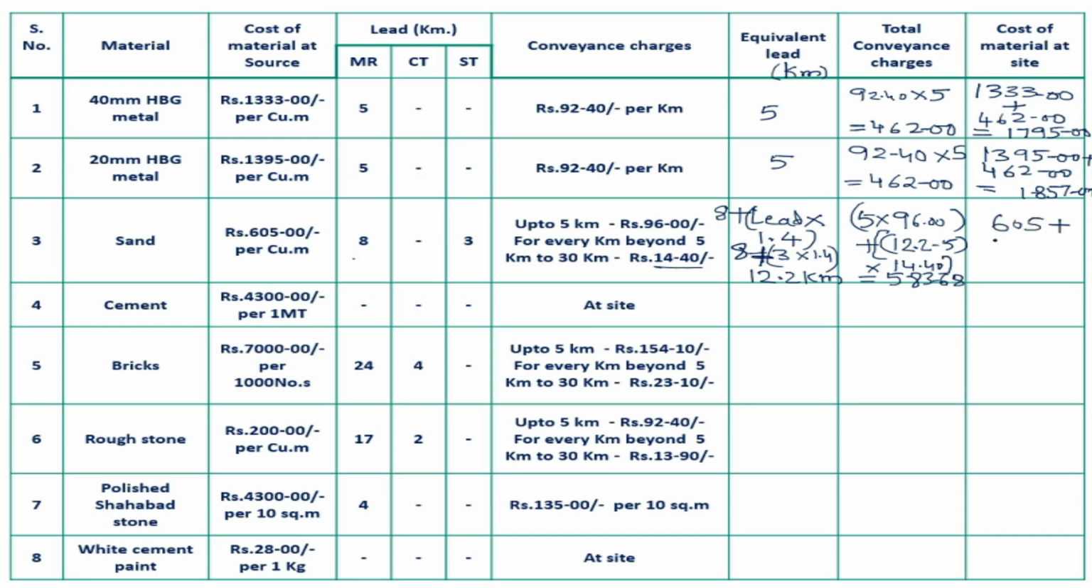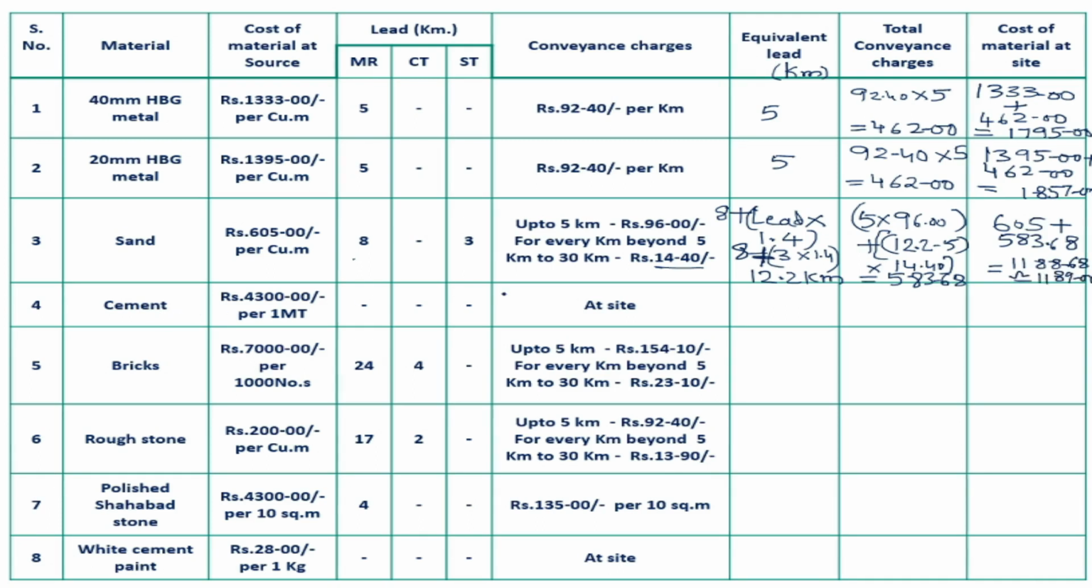Cost of material at site is equal to 605 plus 583.68. Total cost is equal to 1188.68 rupees. We can round it to 1189 rupees.